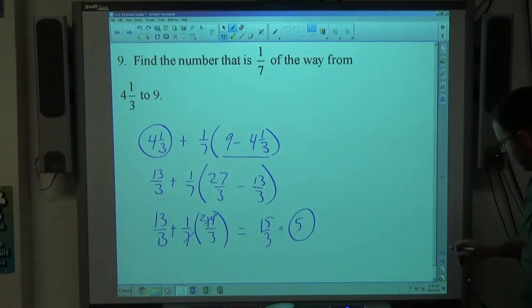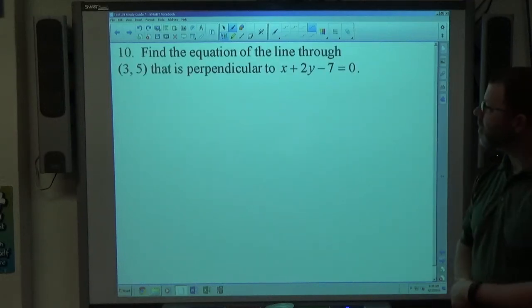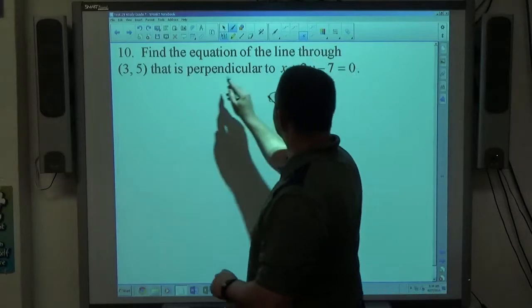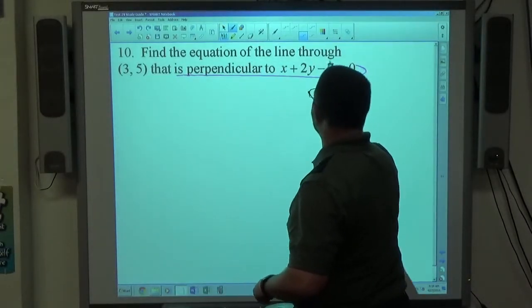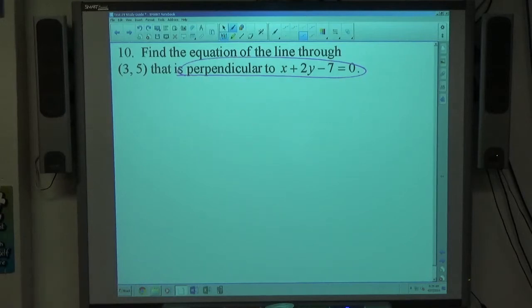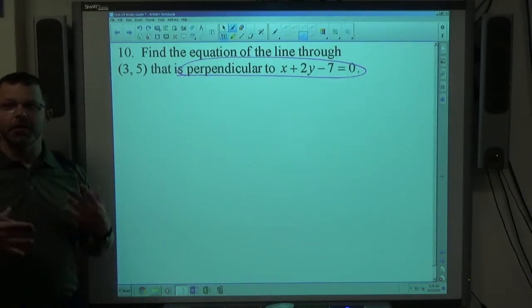That's what it came out to. So, number 10. Find the equation of the line through (3, 5) that is perpendicular to that line. So, let's start off with this. Anytime we're told to find the equation of a line, we want to find the slope. And you have to look at the information in the problem to establish how you're going to find slope.